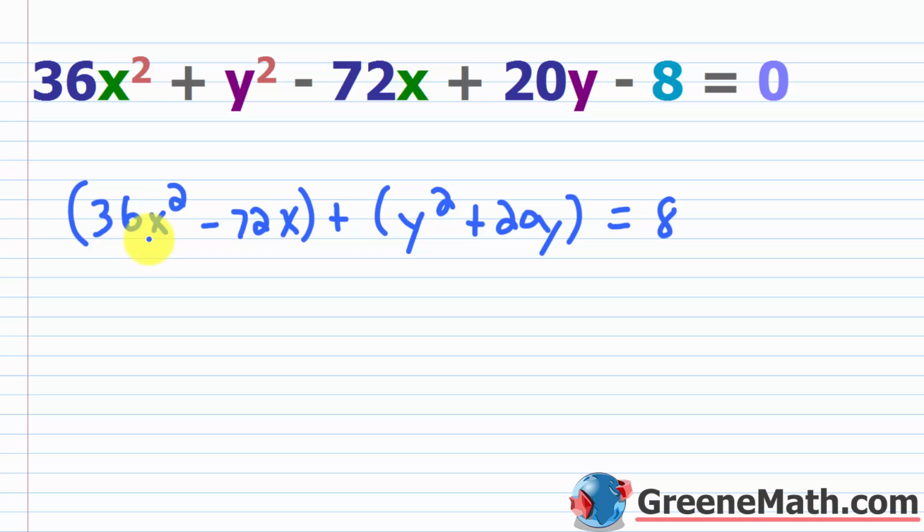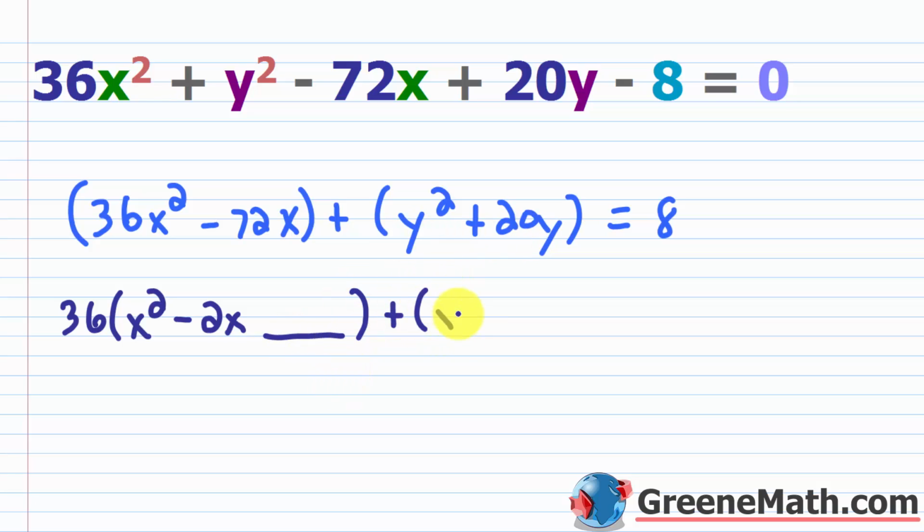So what we're going to do is we're going to factor, okay? So we're going to pull this 36 out. And what I'm going to have is x squared minus 2x. And I'm going to leave a little space here because I got to add something. And then plus, I don't have to do that here. So y squared plus 20y. I'm going to leave a little space because I got to add something. This equals 8. How do I complete the square?